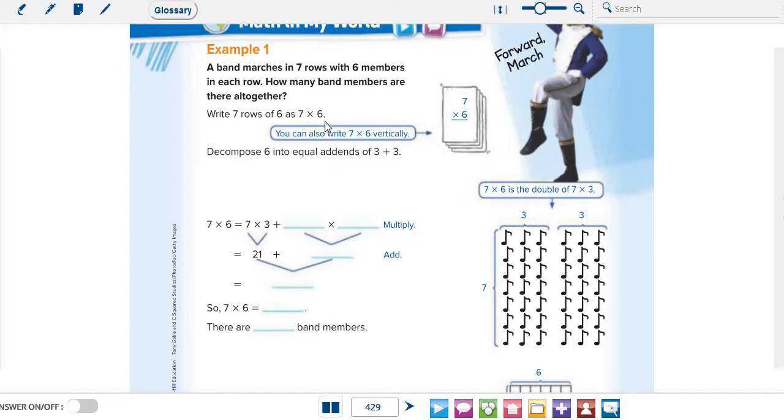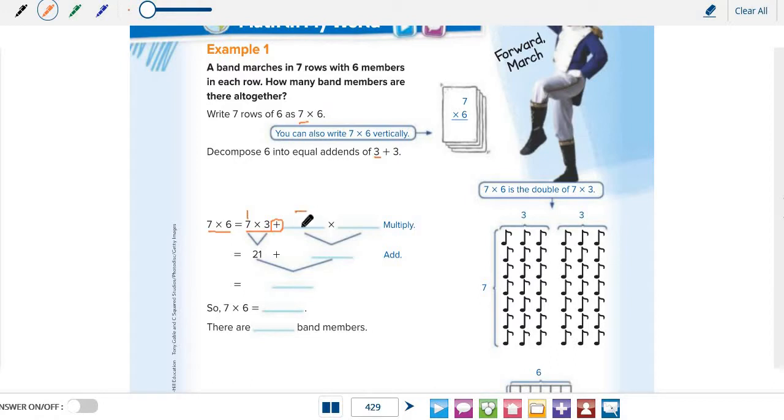So let's try to decompose 6 into 2 equal addends, like 3 plus 3. Since we know 7 multiplied by 3 equals what? And then we can double the product. So 7 multiplied by 6 equals 7 multiplied by 3. This is the first known fact. And then we will duplicate this fact.